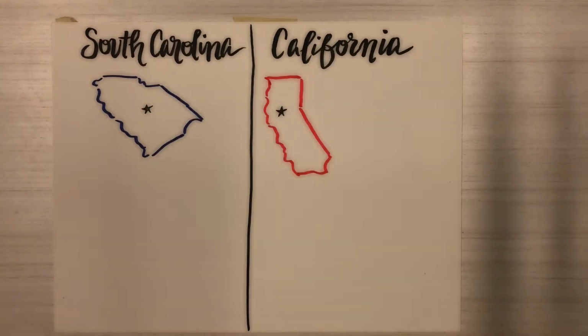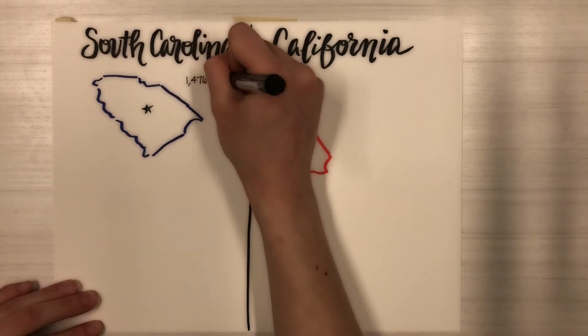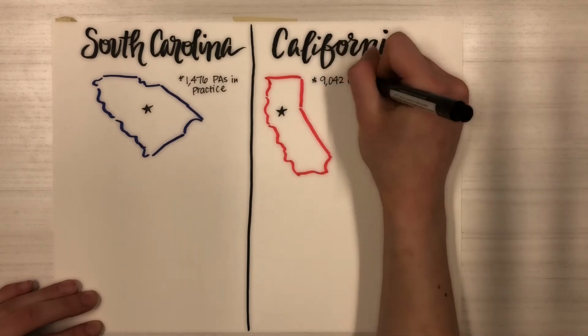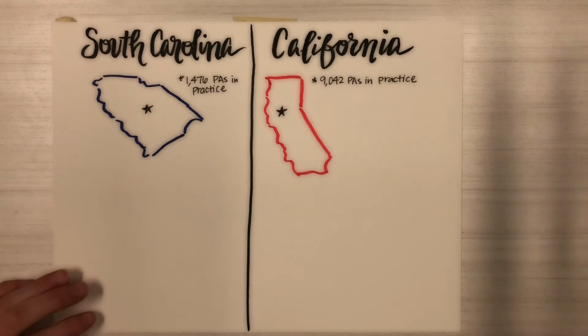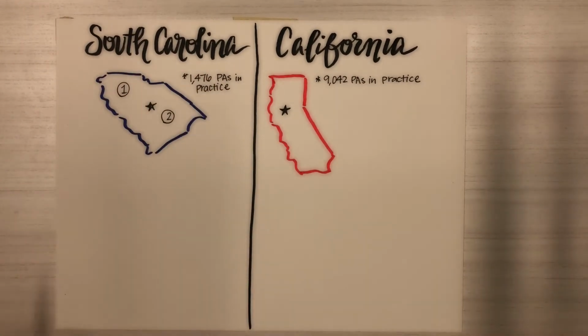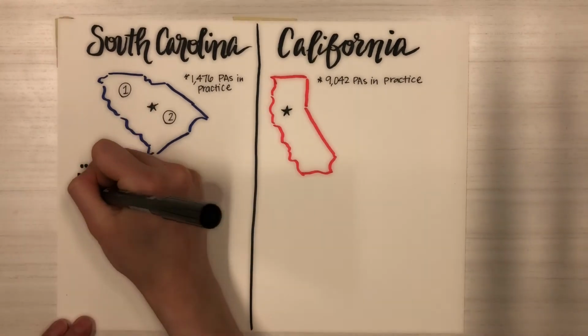Now we're going to start talking about the differences between South Carolina and California. First, we're going to start with our home state of South Carolina. Currently in South Carolina, we have 1,476 PAs in practice. South Carolina has adapted 2 of the 6 key elements.